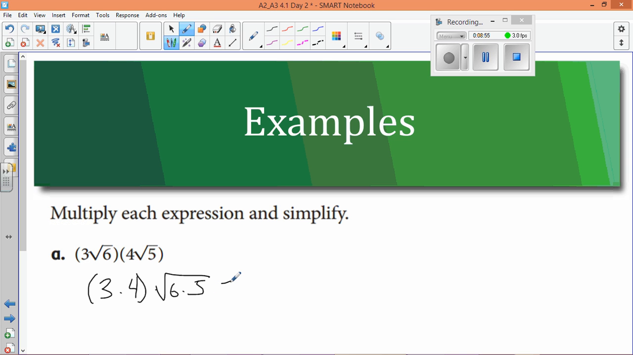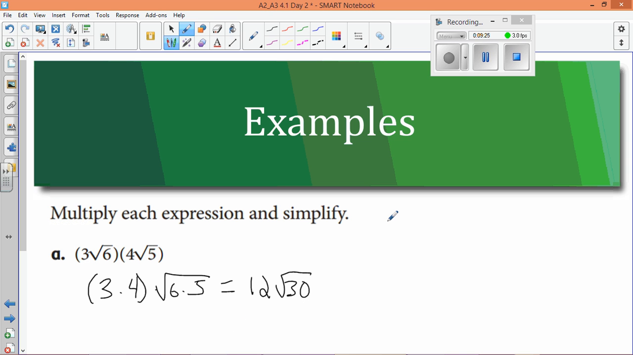So what happens when we multiply these out? This ends up being 12 root 30. Now, I didn't simplify 6 and 5 because neither of them are perfect squares. I need to multiply these 2 products in the radicand to be 30 to understand if I have a perfect square factor of 30. So I think to myself, are there any perfect square factors of 30? And you should, at this point, start to think about memorizing the perfect squares.